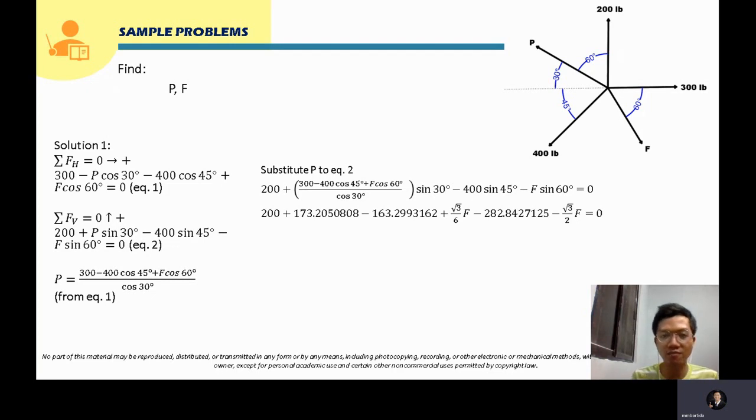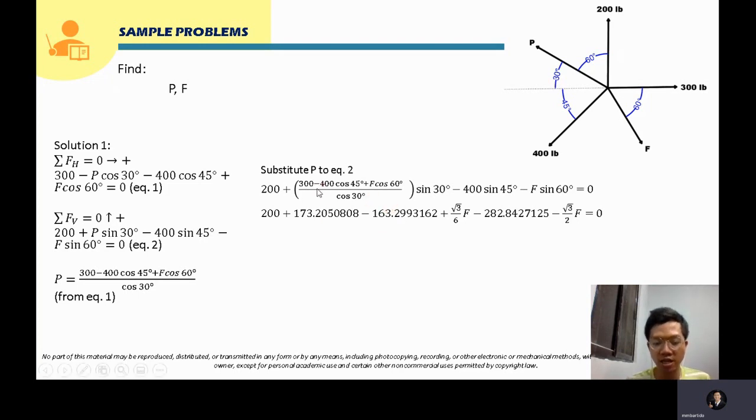So that will be 9 point something, 9.90576. Actually, this is 173.205 minus 163.9993162. So the value for that is 9.90576. That's the value that I've input in my calculator.